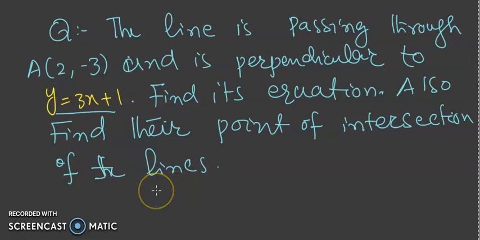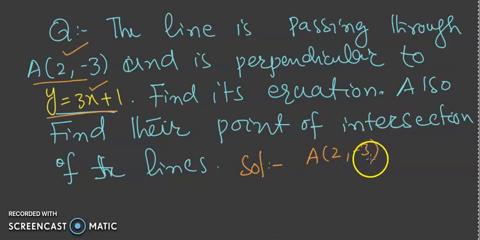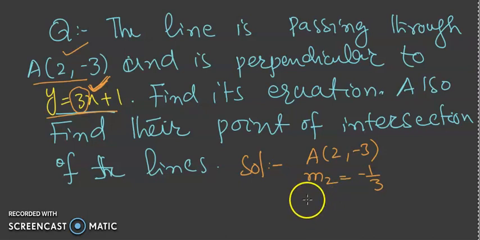So we are given the information that the line is passing through this point and is perpendicular to this. If the line is passing through this, I will have the point, and since the line is perpendicular to this, I will have the slope from here. So I will have a point and a slope, then I can find the equation of the perpendicular line. The point is A (2, -3), and the line is perpendicular to this. The slope of this line is 3, so the slope of the perpendicular line, m2, is equal to minus 1 over 3.